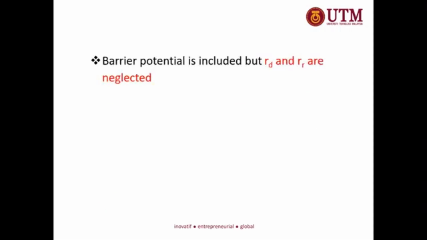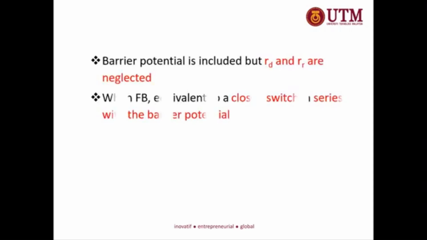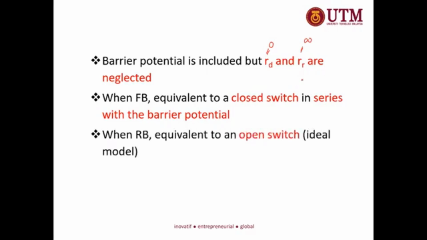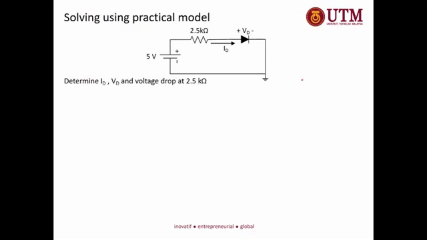Okay, in a practical model, the barrier potential is included, but RD, this is the AC resistance at the on state, and RR, the reverse resistance, are neglected. In this case, RD is assumed to equal 0 and RR is assumed to have infinite value. Okay, when forward bias, it is equivalent to a closed switch in series with a barrier potential, and when reverse bias, equivalent to an open switch, same as the ideal model. So next we solve this problem using the practical model.